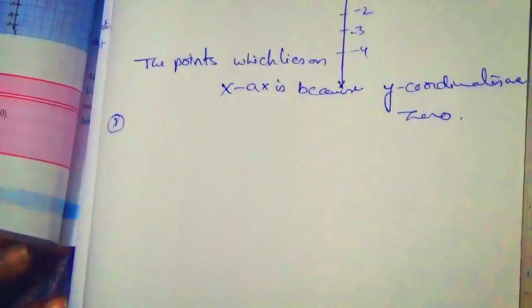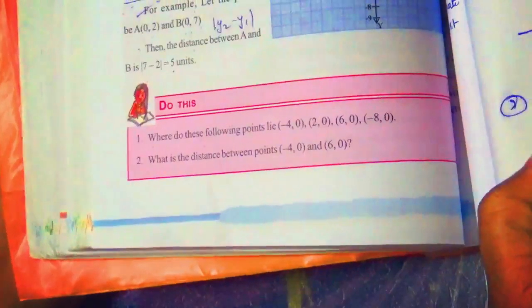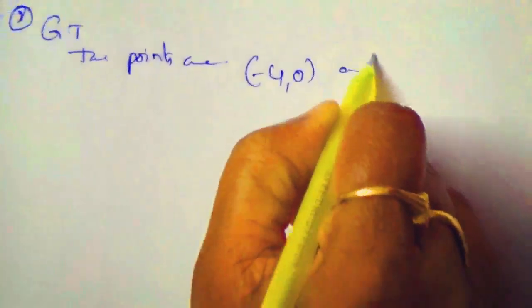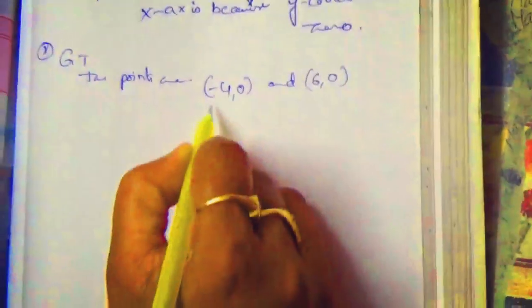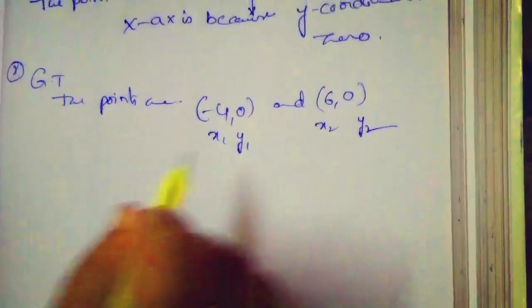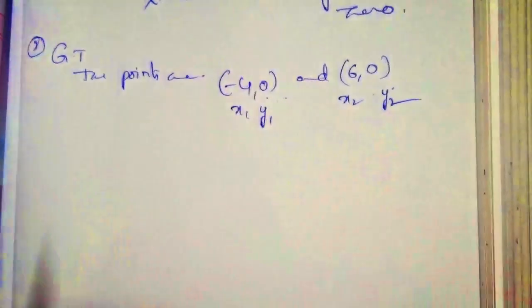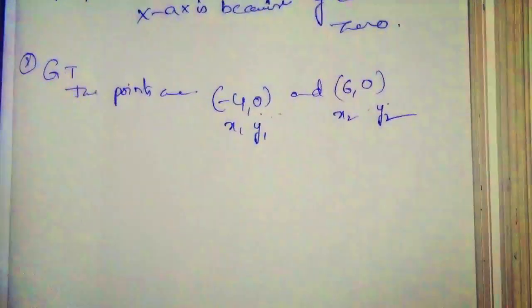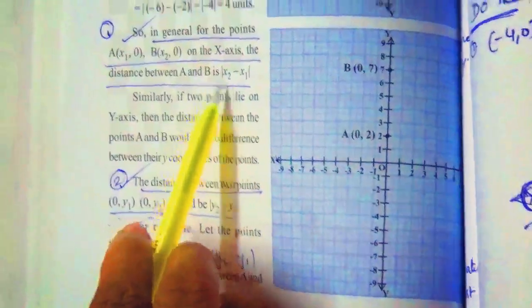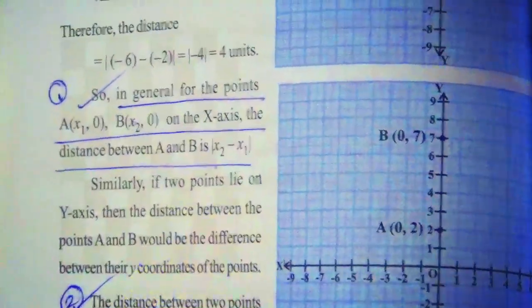And the second question, what is the distance between the points? Okay, the distance between the 2 points. Given that the points are minus 4 comma 0 and 6 comma 0. Here x1 y1, x2 y2. Here the y coordinates are 0. If the y coordinates are 0, what is the distance formula?